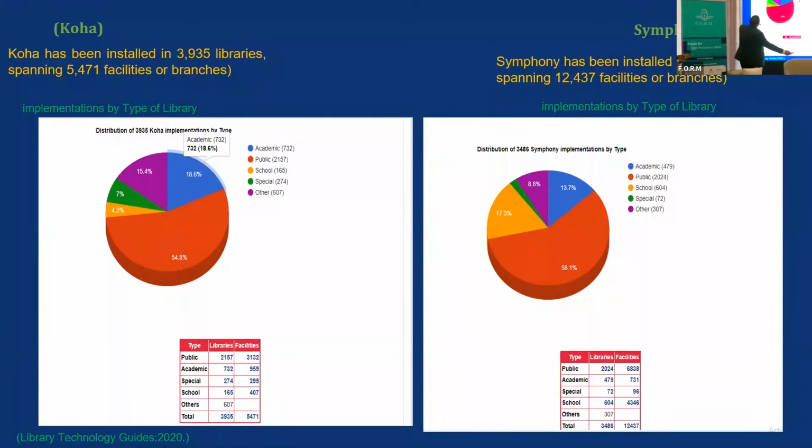In the statistics, you will find that Koha has been installed in 3,935 libraries, and Symphony in 3,400. For academic libraries, Koha 2,100, Symphony 2,000. I'm sorry, this is public. Academic, 700. Academic, 400, for the academic library.